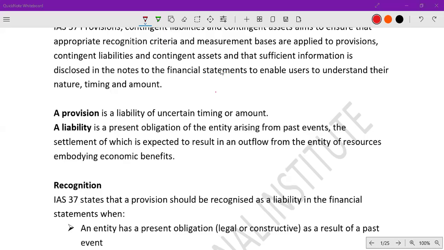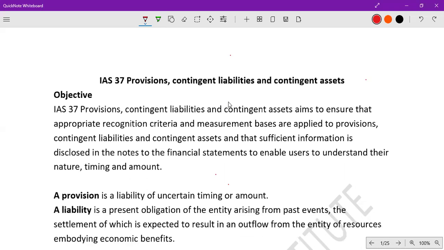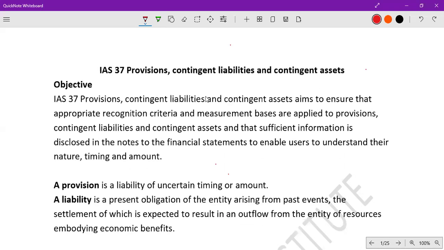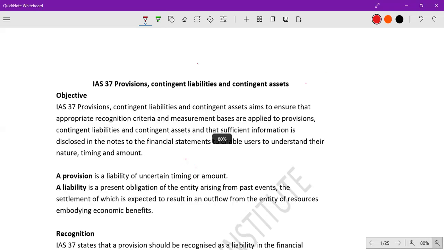Okay, so we have IAS 37, how to account for provisions, contingent assets, and contingent liabilities. Let's look at the issues.